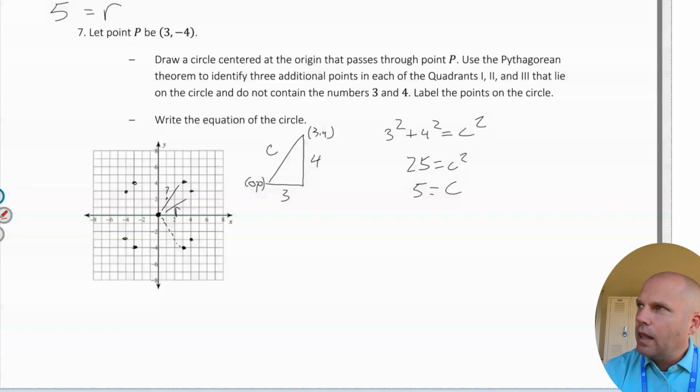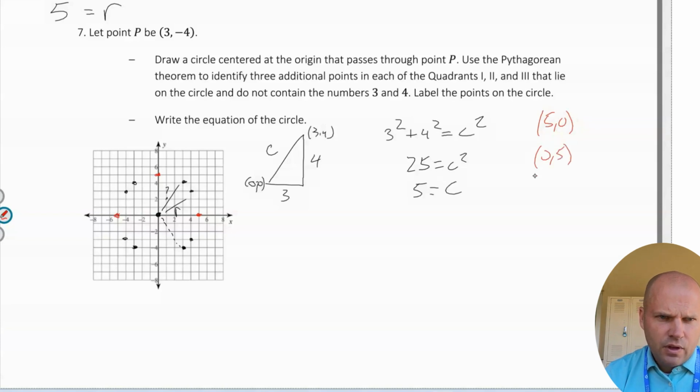Well, there are ways to just figure this out. For example, if the radius is 5, couldn't you just go 5 to the right? Couldn't you just go 5 up? Couldn't you just go 5 to the left? These are not in the quadrants, but they are examples of points. So 5, 0, 0, 5, negative 5, 0, 0, negative 5. But what if I wanted more points?